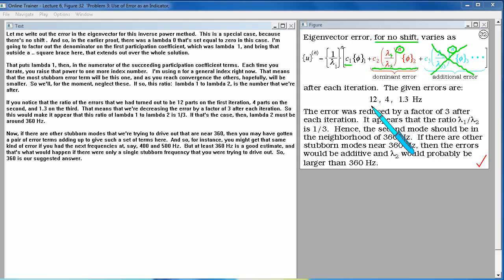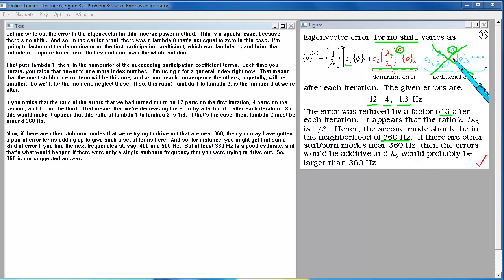If you notice that the ratio of errors that we had turned out to be 12 parts on the first iteration, 4 parts on the second, and 1.3 on the third. That means that we're decreasing the error by a factor of 3 after each iteration. So this would make it appear that this ratio of lambda 1 to lambda 2 is 1/3. If that's the case, then lambda 2 must be around 360 Hertz.